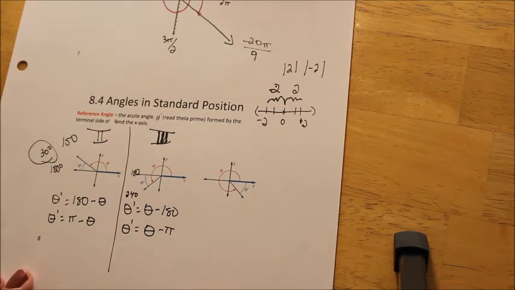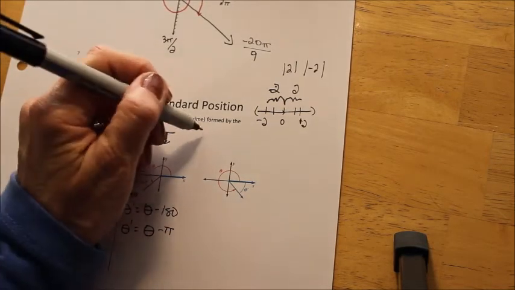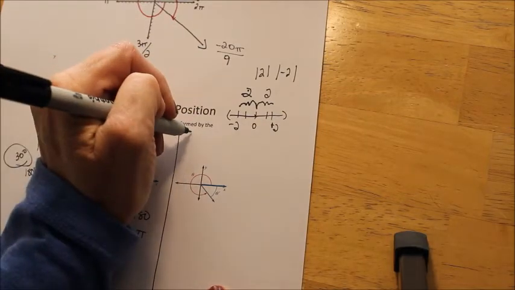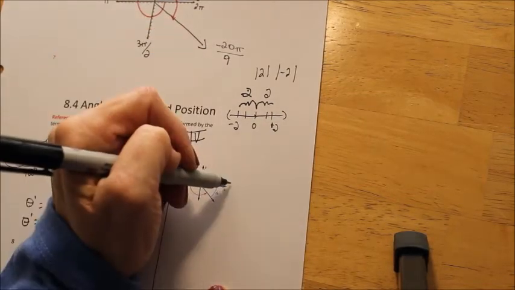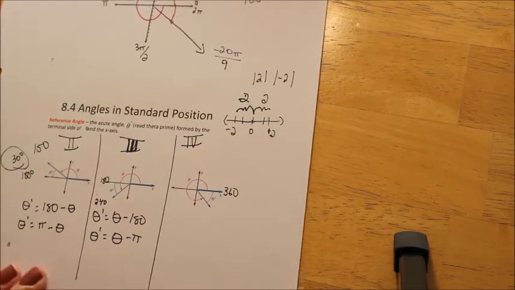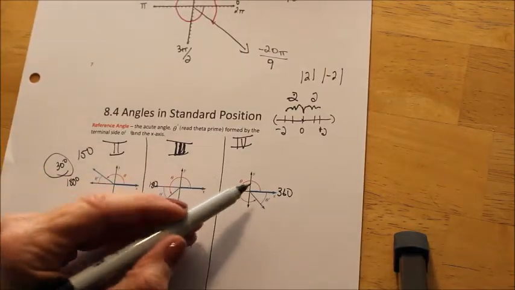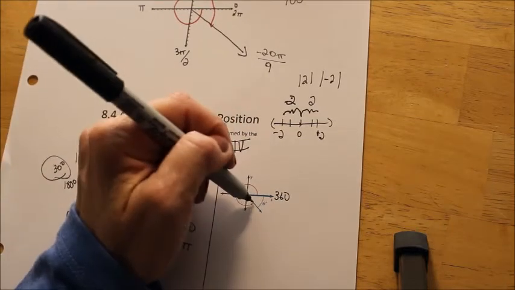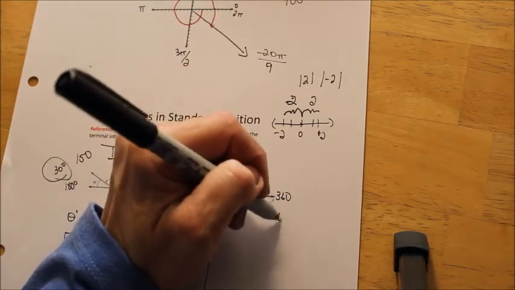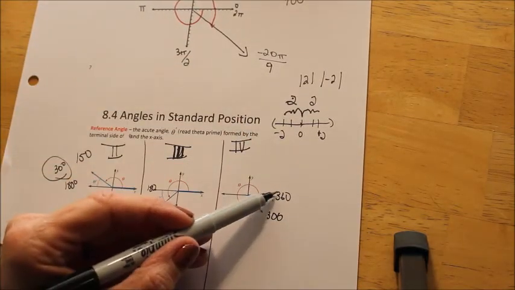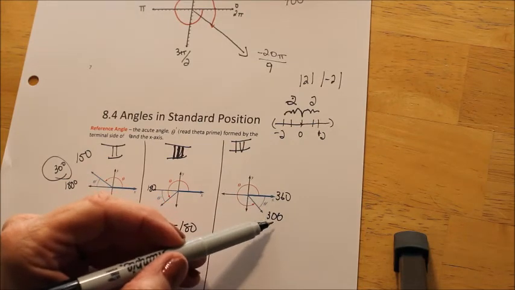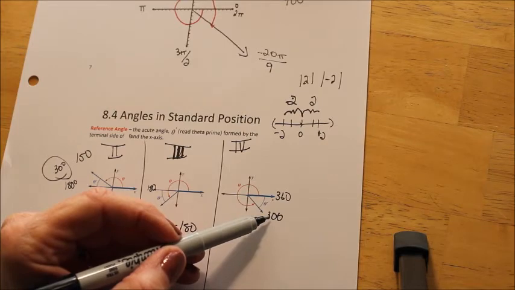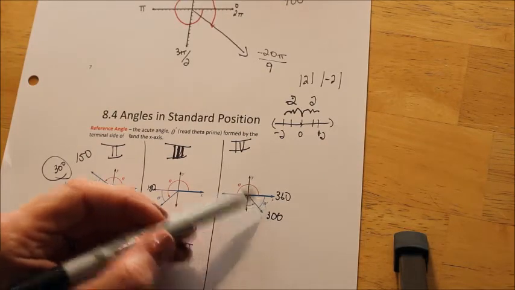Okay? So that's how you find the reference angle if it's in quadrant 3. Now if it's in quadrant 4, well, now you're looking at this side over here, which is 360. Remember, you're going around the circle, right? So let's just say this is 300 degrees. How far away am I from 360? I'm 60 degrees away, right? So the reference angle is 60 degrees.